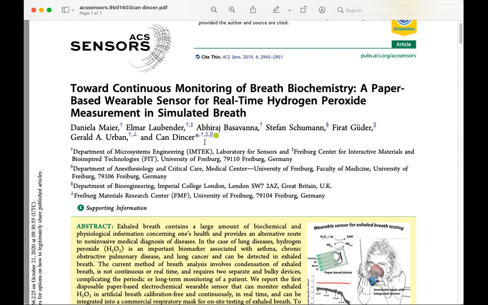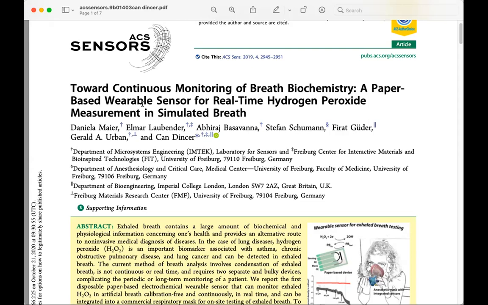Again, it's condenser. For the last 2 years, I've been studying papers published by this researcher. It's very good. And then again, why wearable sensor? Because the target is to have continuous monitoring. Yeah? Continuous monitoring of breath biochemistry.